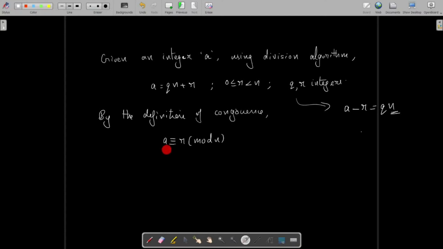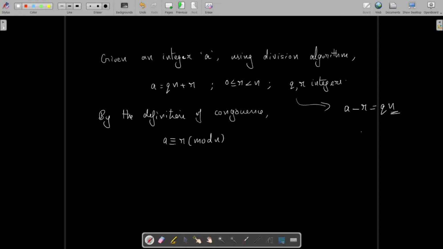Actually, when a is congruent to r mod n, this may read as: when a is divided by n, the remainder is r. That is what has happened here. When we divided a by n, the least remainder is r. Likewise, a congruent to r mod n means that when we divide a by the integer n, the remainder is r according to the division algorithm.